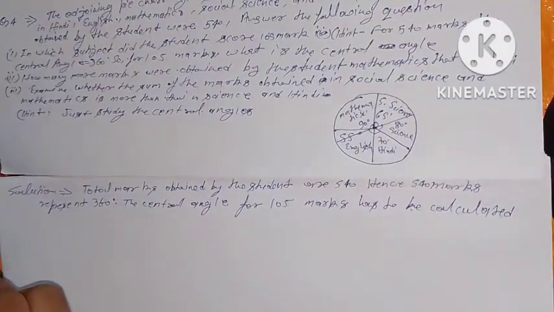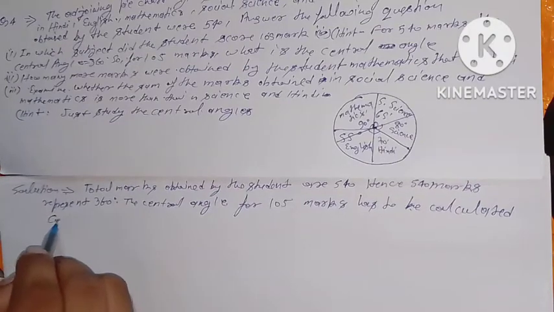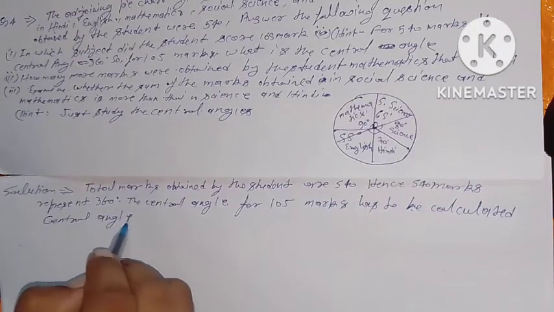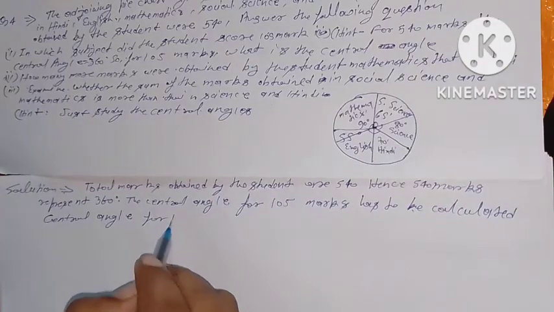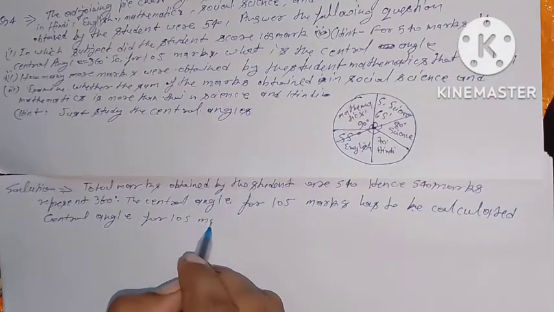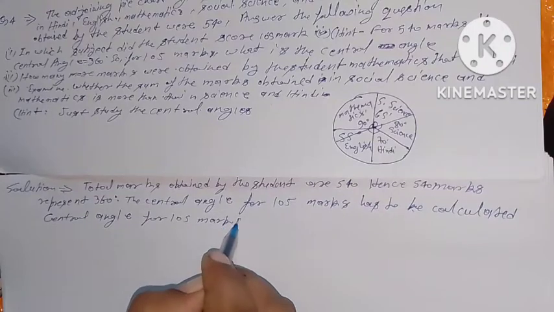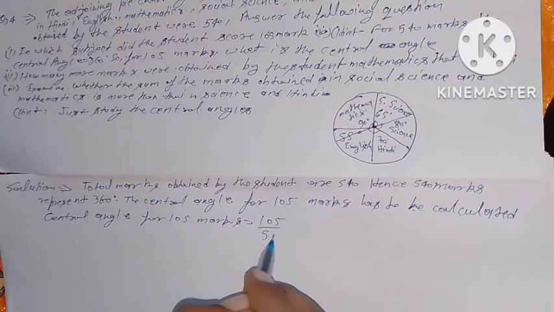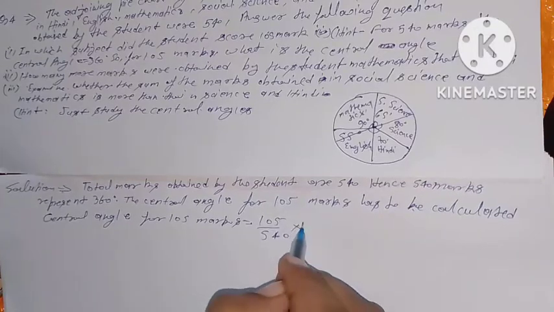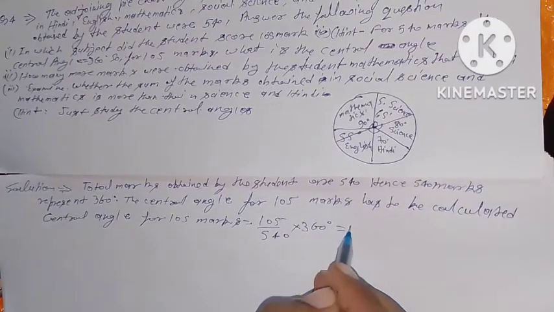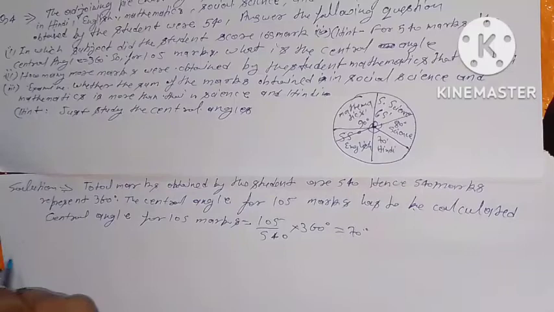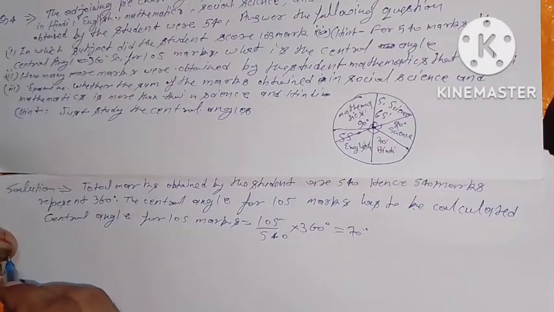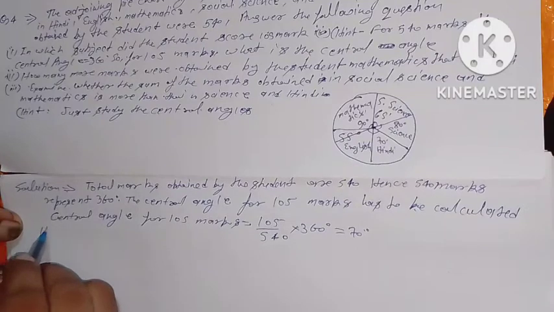Okay. Central angle for 105 marks equals 105 upon 540 multiplied by 360 degree, equal to 70 degree. Okay, Hindi is the subject having its central angle as 70 degree.